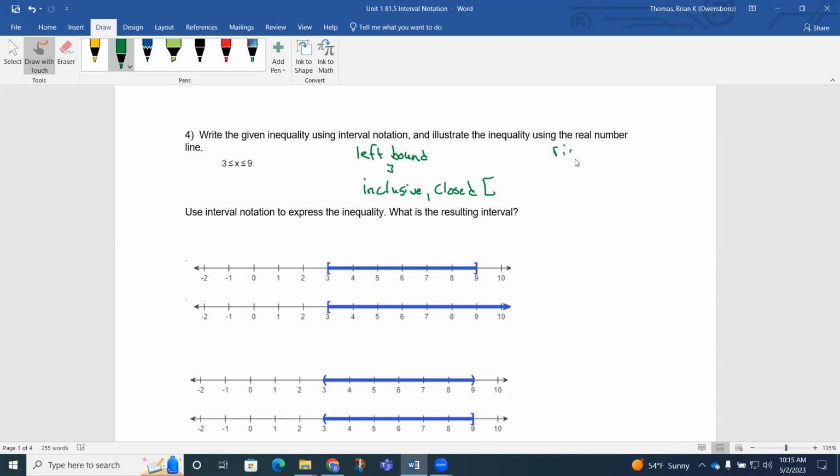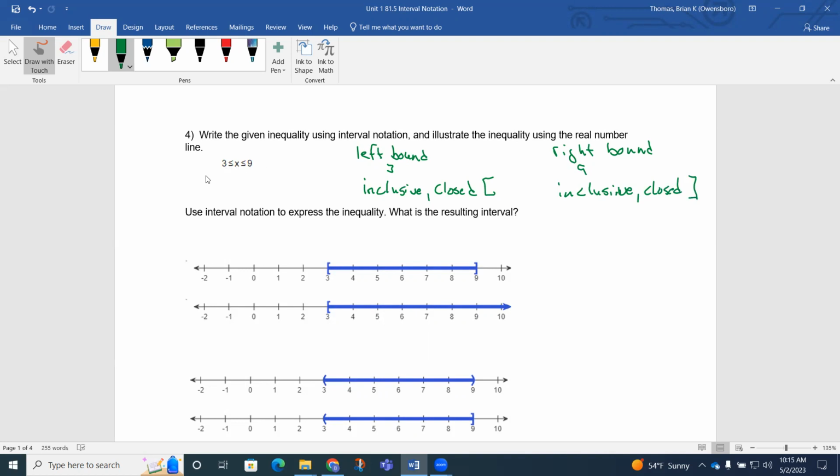The right boundary, if you will, is the right side of the inequality. So the 9. Notice how it's less than or equal to as well. So that's inclusive as well. We're including the 9. Since we're including the 9, that's described as closed. And if it's closed, we use a bracket there as well.